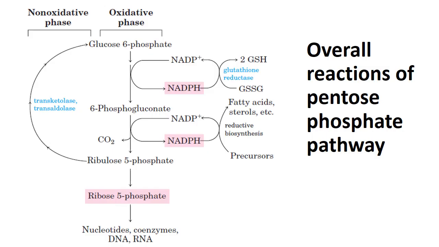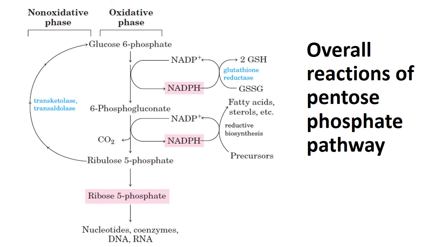Here is the summary of overall reactions of pentose phosphate pathway, both oxidative and non-oxidative phase. During the oxidative phase, glucose 6-phosphate is converted into ribulose 5-phosphate, and that ribulose 5-phosphate is utilized for the synthesis of DNA and RNA, whereas through the activity of transketolase and transaldolase, this ribulose 5-phosphate is again converted into glucose 6-phosphate, and this is the non-oxidative phase of pentose phosphate pathway. During this oxidative phase, there is a production of NADPH.